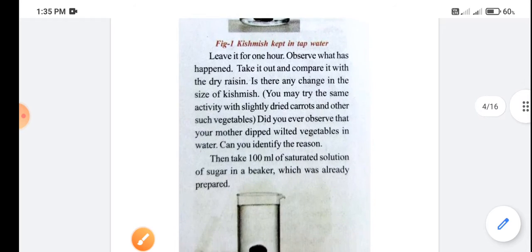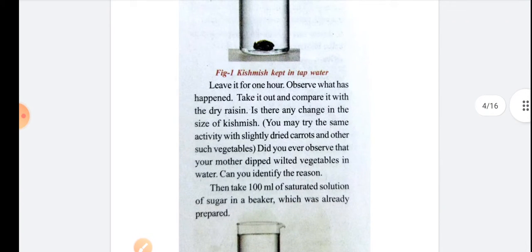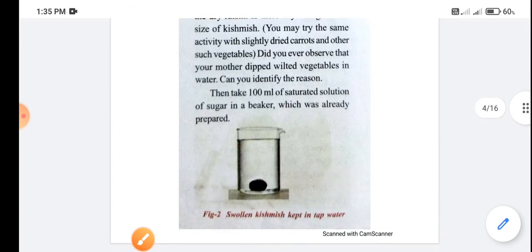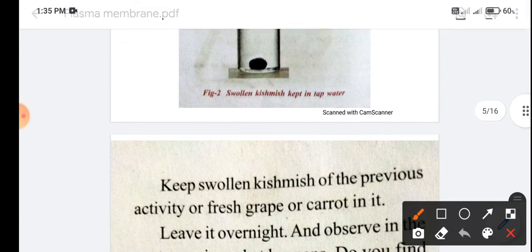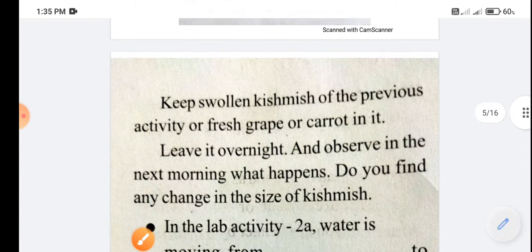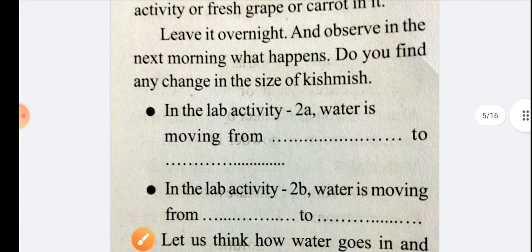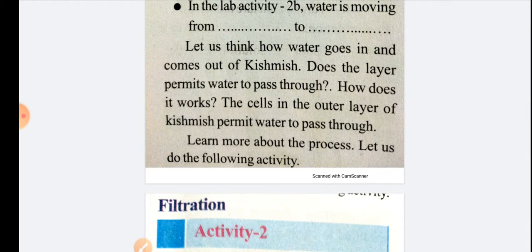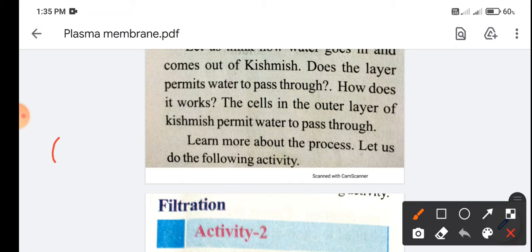If you observe it, we can see the difference between dry kismis and this one. Now we can see that the kismis is swollen. Why did this happen? It is because of a layer which allows water into the cell. It made the kismis swollen. What is the process in which water moves in and out of the cell? This process is osmosis.